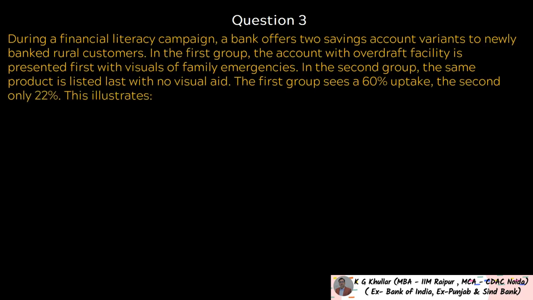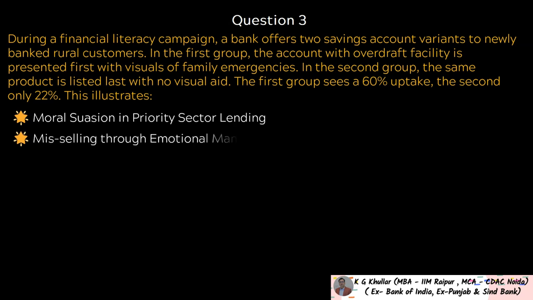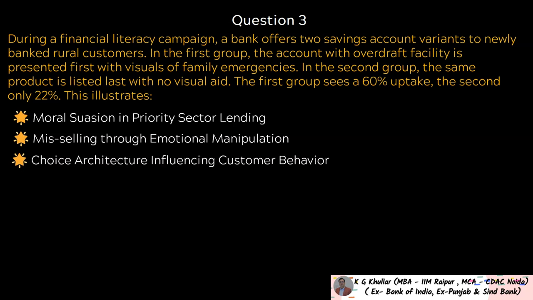The next question is: during a financial literacy campaign, a bank offers two saving account variants to newly banked rural customers. In the first group, the account with overdraft facility is presented first with visuals of family emergencies. In the second group, the same product is listed last with no visual aid. The first group sees a 60% uptake, the second only 22%. This illustrates, and these options are given to you: first option A is moral suasion in priority sector lending. Then second option B is mis-selling through emotional manipulation. Then third option C is choice architecture influencing customer behavior. And last option D is product bundling for financial engineering.